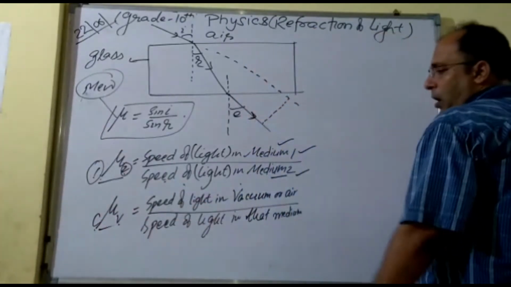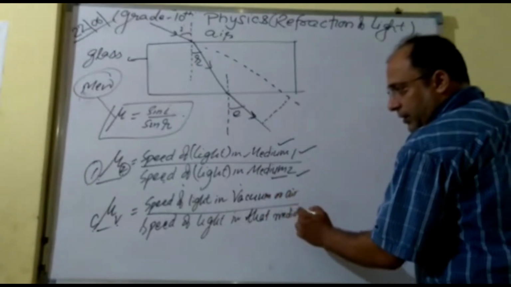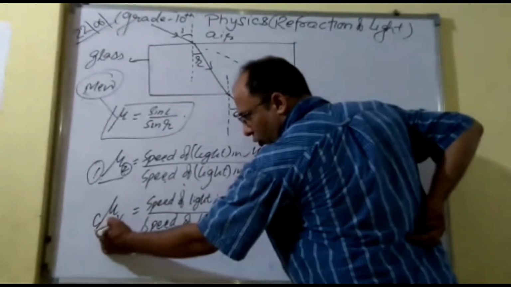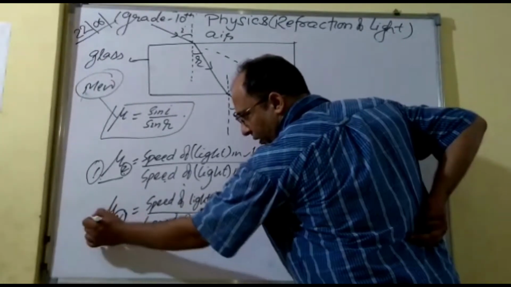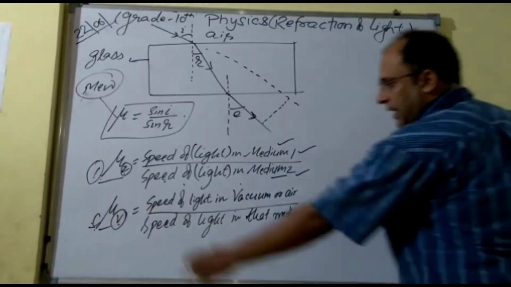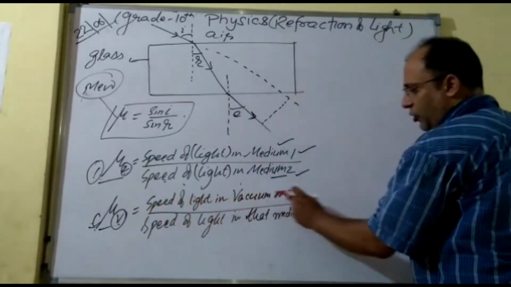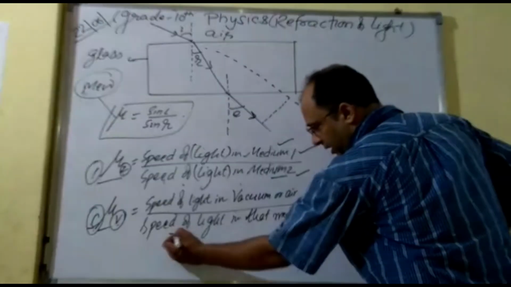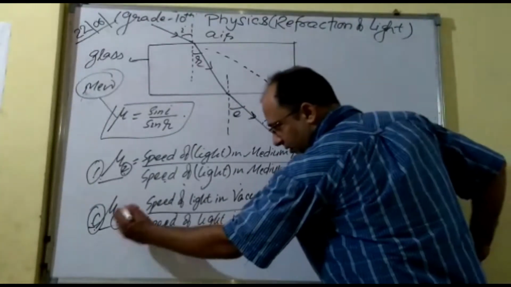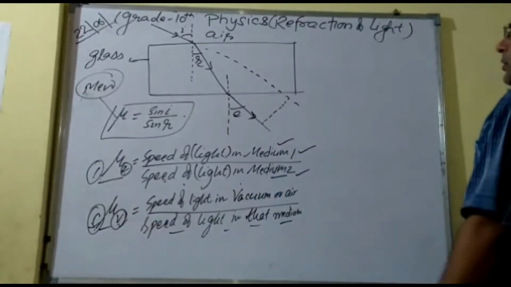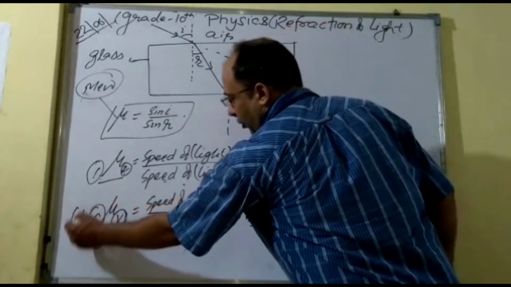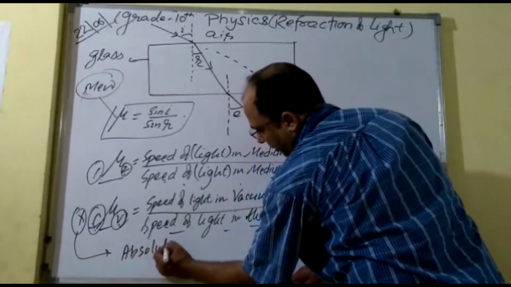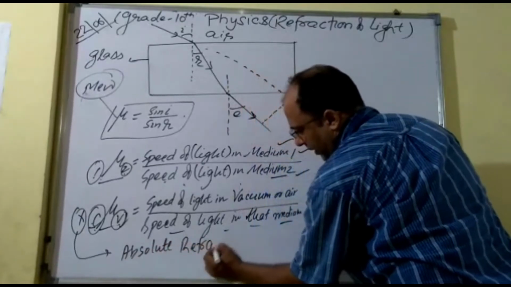Now, once again I have written here mu, C by V. It means the refractive index of what? Refractive index of the medium, V with C. C means the speed of light in vacuum or air, and V is the speed of light in that medium. So this is called the absolute refractive index.